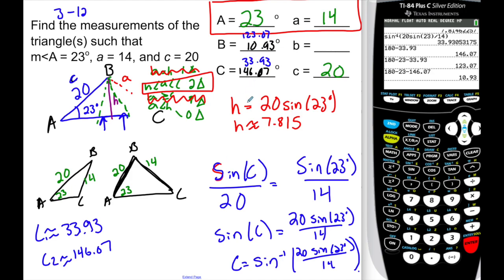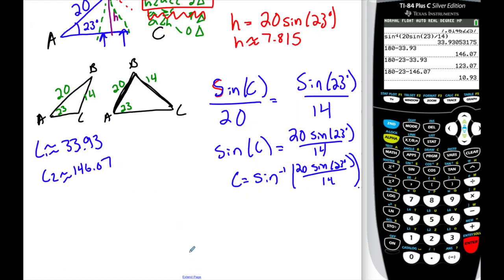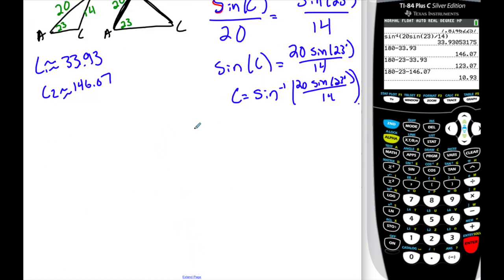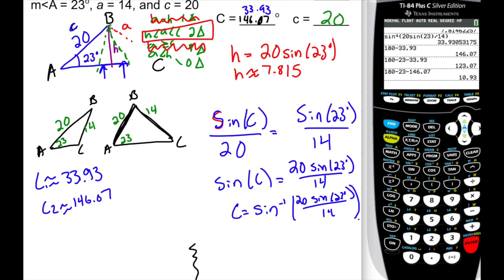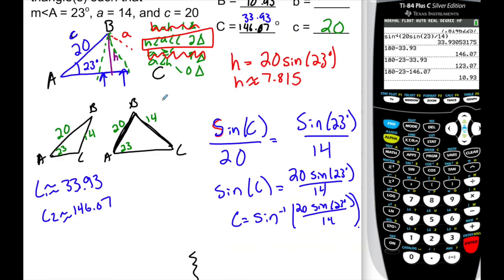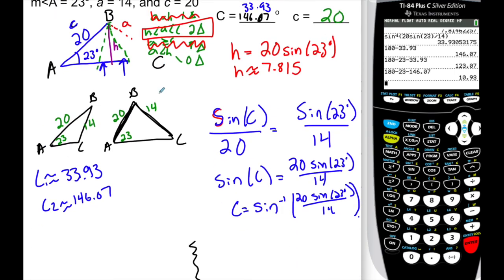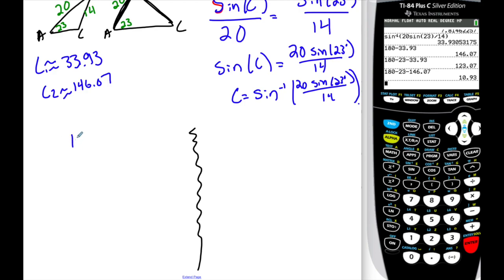Okay, so now's the uncomfortable part. We now need to find little b. So to find little b, we need to set up a law of sines. So you know that in one case, let's do the blue case on the left. The blue case is when we have 123.07.